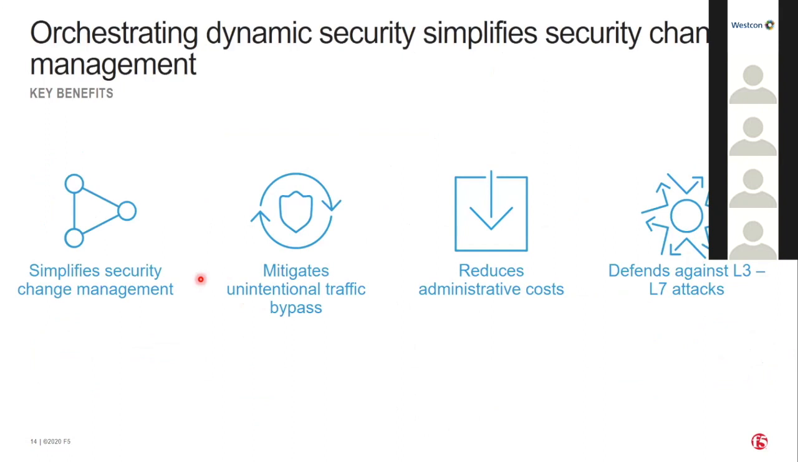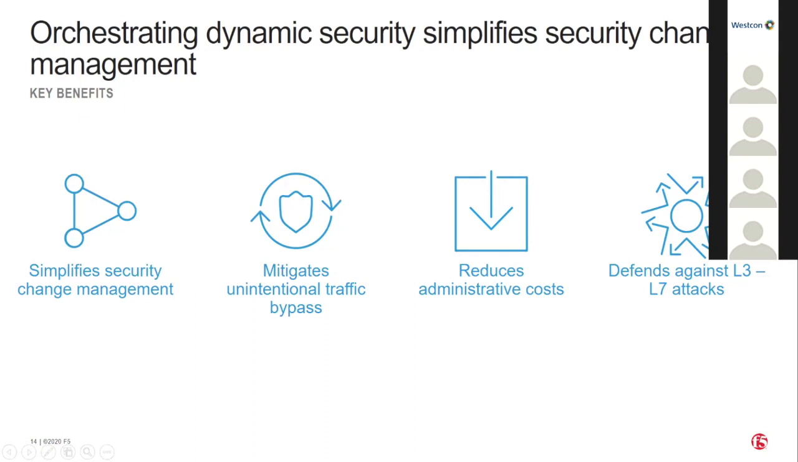And in orchestrating the security infrastructure, we simplify change management processes and reduce time. We also mitigate unintentional traffic bypasses because we inspect all of the SSL traffic, making sure there's no encrypted traffic that is not allowed in your environment from accessing the public. We reduce administrative costs because we help shorten the change management processes, and of course, we defend against layer 3 to layer 7 attacks.